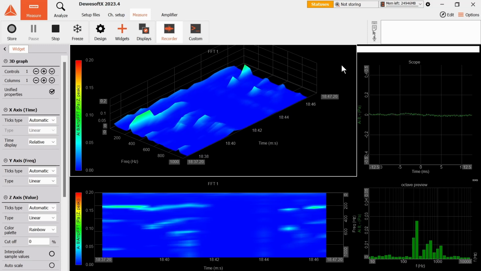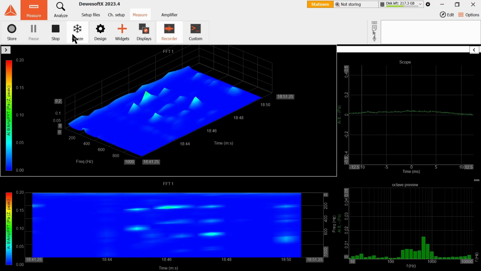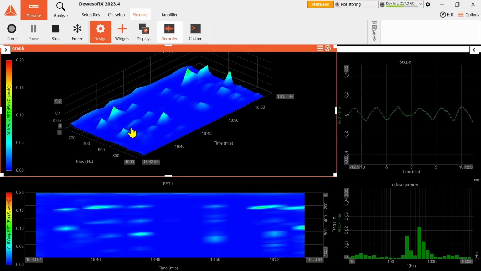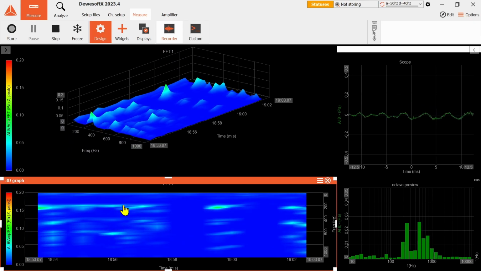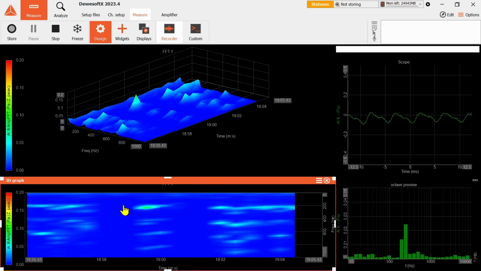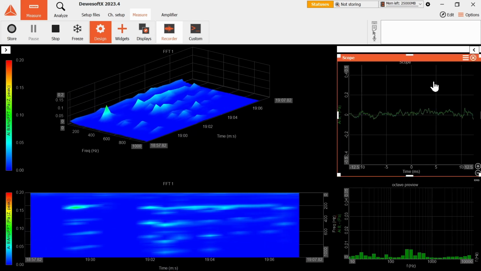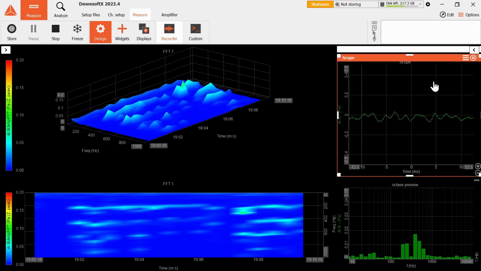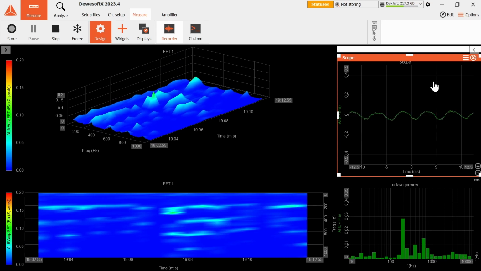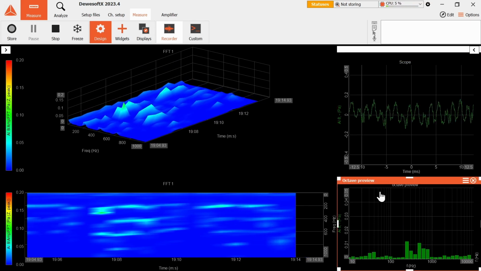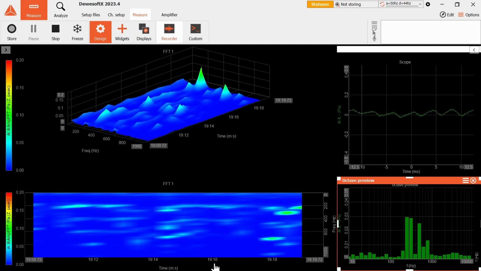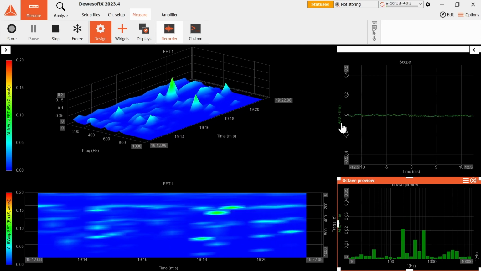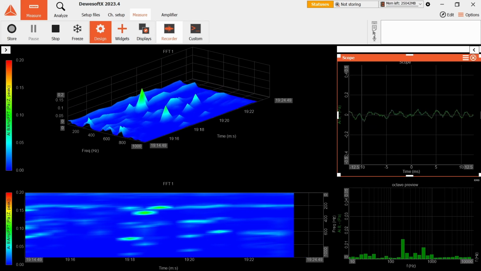We have the Dewesoft setup. We have here a 3D graph. This is nice because we can turn it around and look at it. This is also a 3D graph, but it's a 2D visualization. Here we have just a regular scope. So if we make a sound, we can see what shape it has. And here is octave preview, which is basically FFT. So you have 3 FFTs that all look different ways and one simple scope.